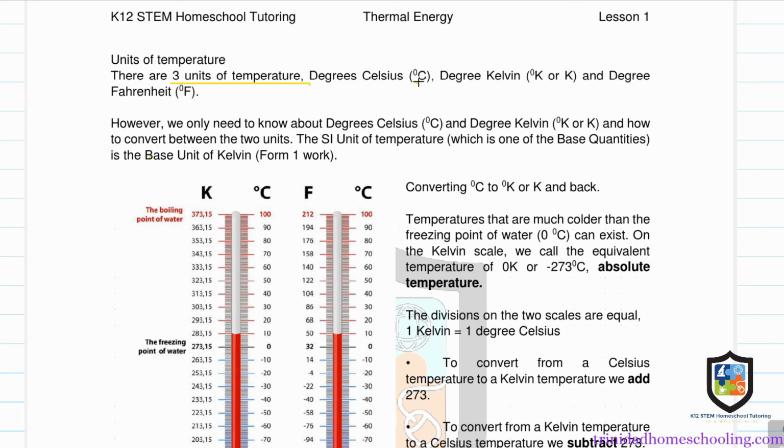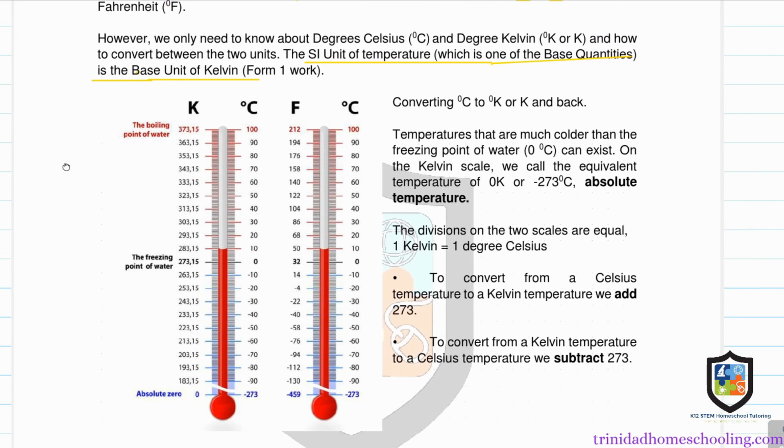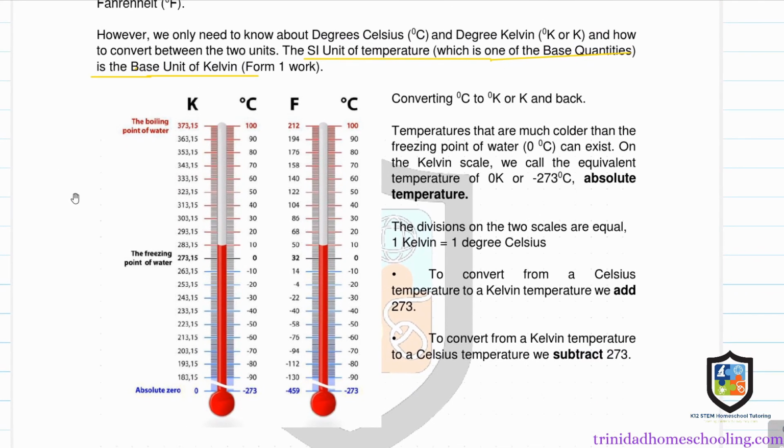So these here are your symbols for degree Celsius and degree Kelvin, or sometimes just kelvins. We also need to know how to convert from degree Celsius to Kelvin and back. Now, in Form 1, you would have learned about SI quantities and SI units. The SI unit of temperature, which is one of the base quantities, is the base unit Kelvin. Okay. Now let's look at how we convert from degrees Celsius to Kelvin and from Kelvin to degrees Celsius.